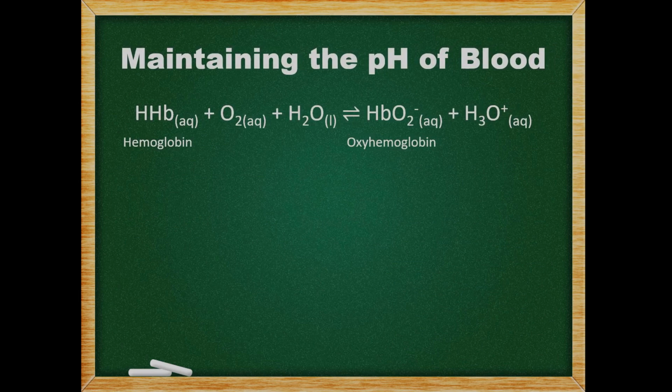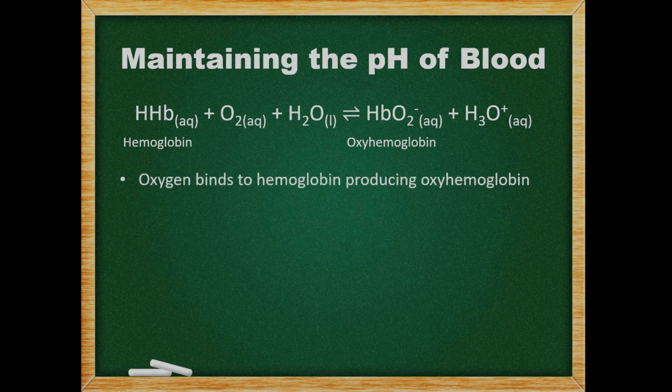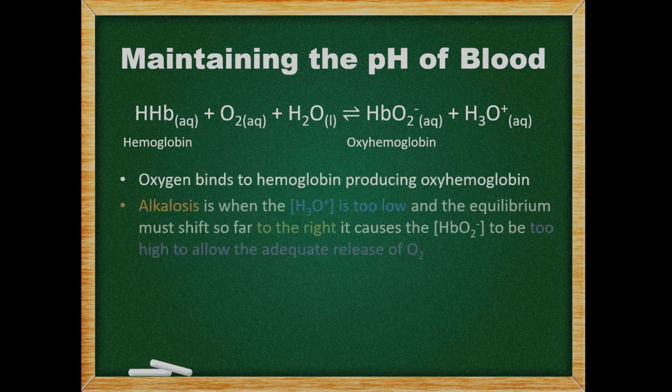This is how hemoglobin transports oxygen. Oxygen binds to hemoglobin, producing oxyhemoglobin. Alkalosis is when the hydronium concentration is too low. The equilibrium must shift so far to the right it causes the oxyhemoglobin concentration to be too high to allow the adequate release of oxygen.